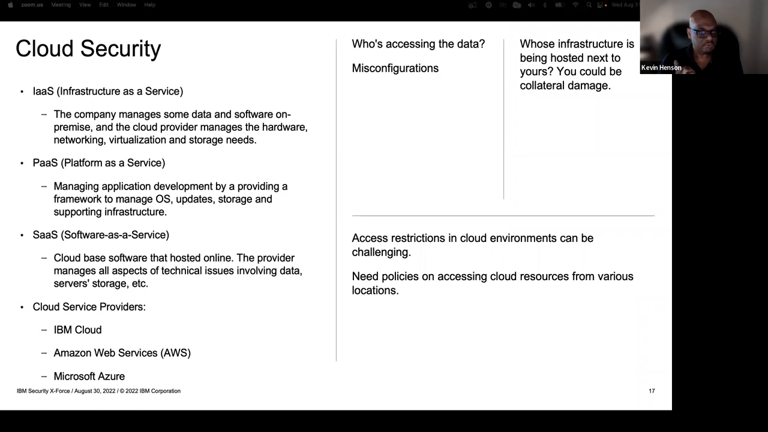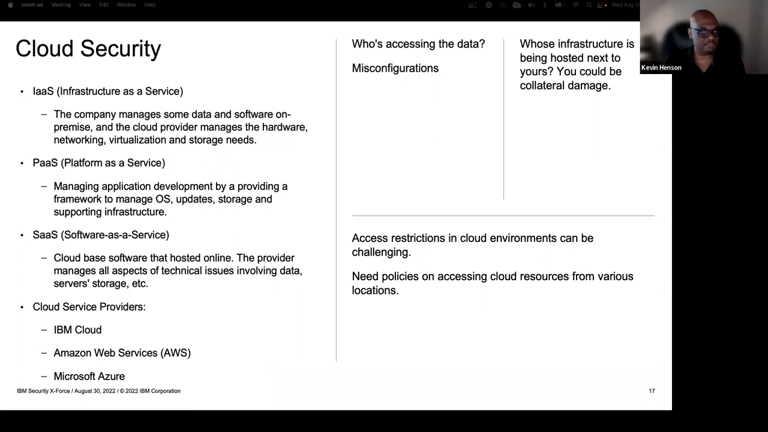With cloud security, you may hear a few terms such as infrastructure as a service, platform as a service, and software as a service. These are just different levels of service that the cloud providers provide companies. For example, for infrastructure as a service, the company manages the data and software on premise, and the cloud provider manages the hardware, the networking, the virtualization and the storage needs. For platform as a service, the cloud provider manages the application development by providing a framework. This framework manages the operating system and manages updates, storage, and the supporting infrastructure.